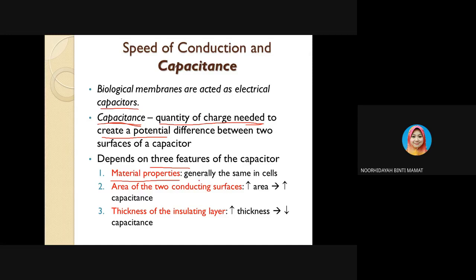which is generally the same in cells. The second is the area of the two conducting surfaces: the higher the area, the higher the capacitance. The third is the thickness of the insulating layer: the thicker the insulating layer, the lower the capacitance.